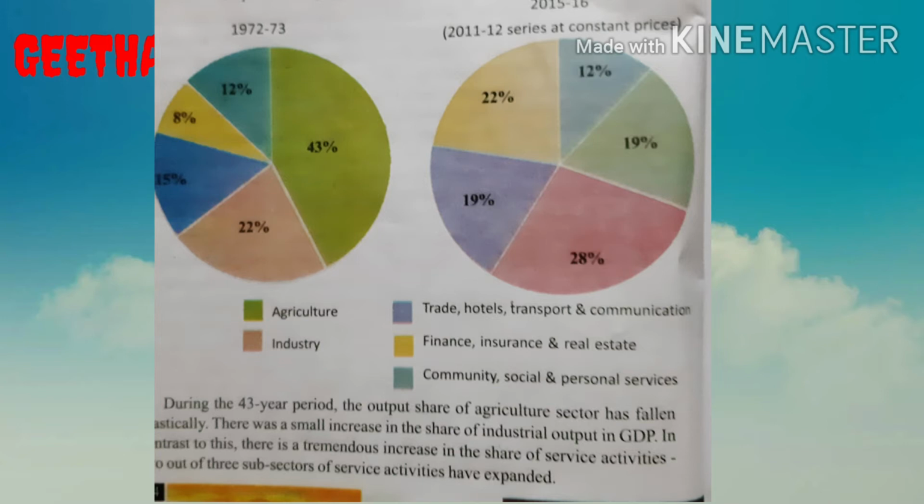See next, you can see light red color, that's the industrial sector. In 1972-73, the contribution of the industrial sector was 22%.